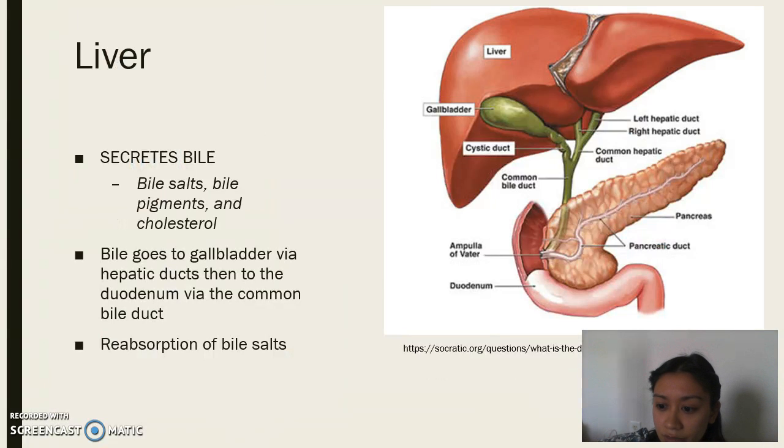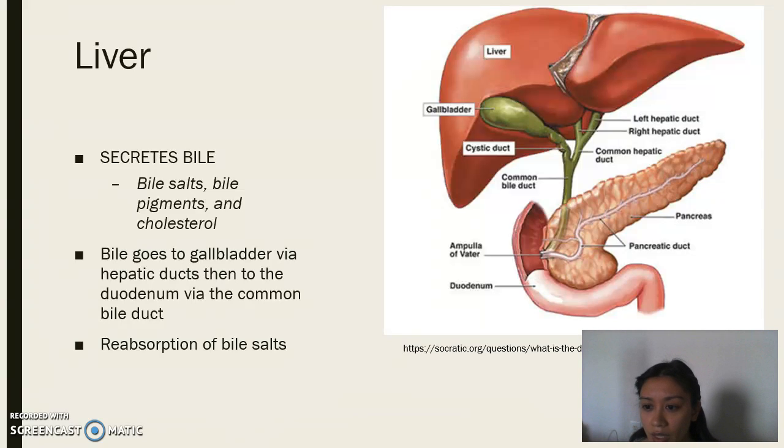So now we are on the liver, and the liver secretes bile. Bile is a non-enzymatic solution that is made from hepatocytes, and bile consists of three main things, which are bile salts, bile pigments, and cholesterol. And bile salts will help facilitate enzymatic fat digestion. An example of a bile pigment would be something like bilirubin, which is a waste product of hemoglobin degradation. And cholesterol is something that is excreted in feces.